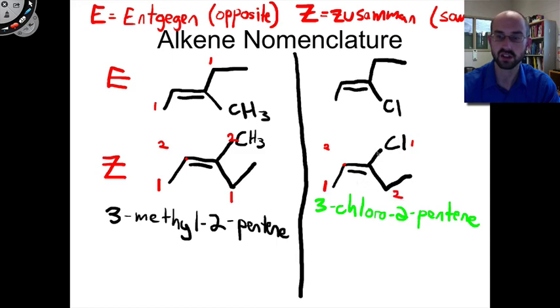In this case, the large groups are on opposite sides of the plane through the pi bond. So this molecule is the E stereoisomer. The molecule on top here is the Z-3-chloro-2-pentene. So we'll do some more examples of this in class, but that's how you name alkenes, and that's how you do the E and Z rules to designate them.